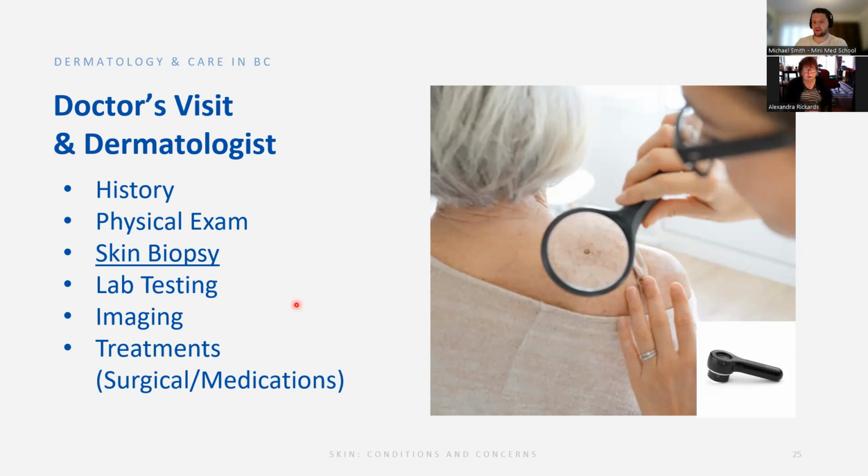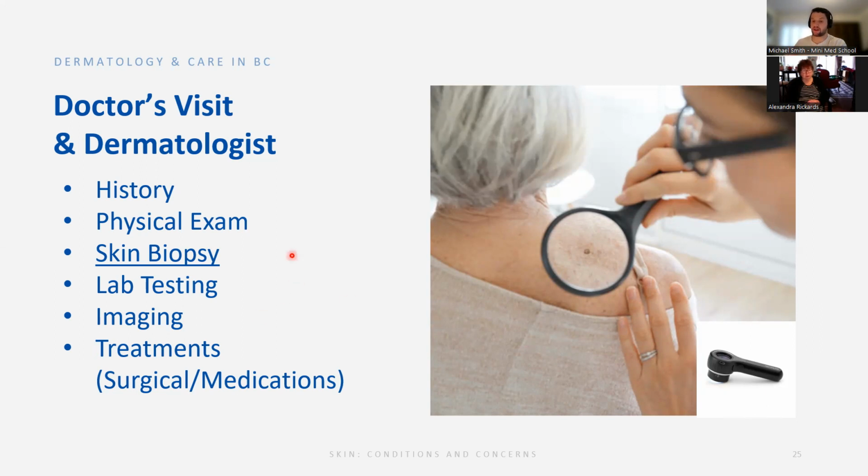They can also use something called a dermoscopy, which is like a big magnifying glass with a light to get a better look. This was the image I found online, but that's actually more what a dermoscopy looks like. And so that is what you may see them using.